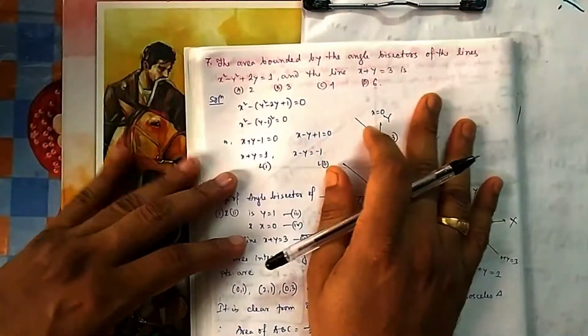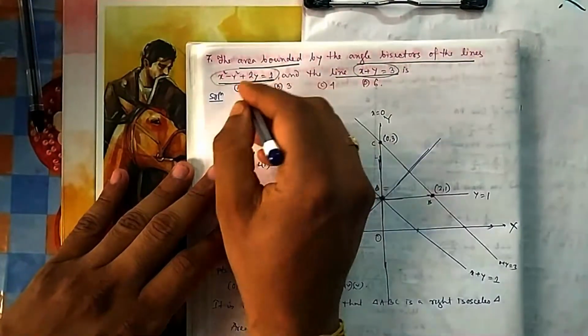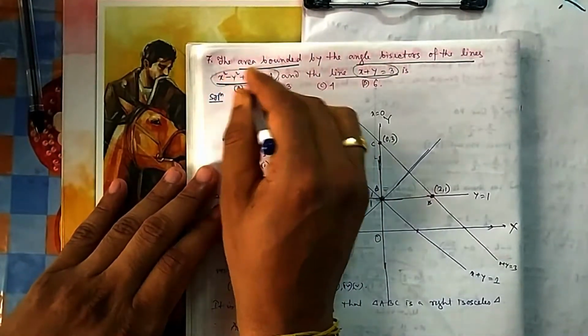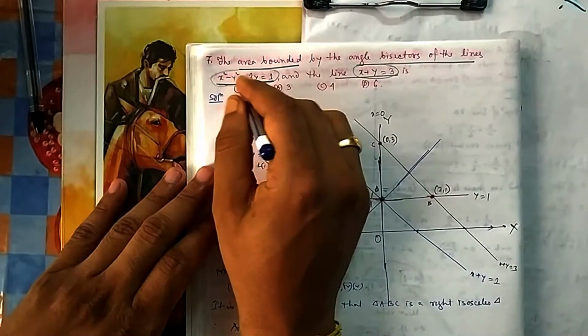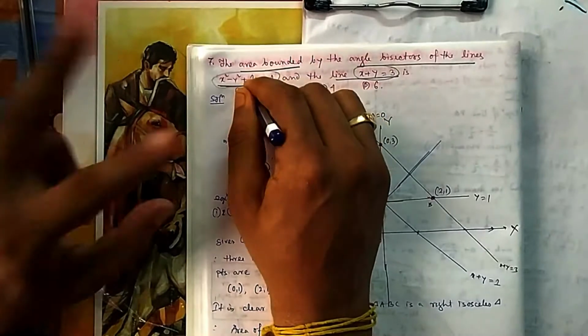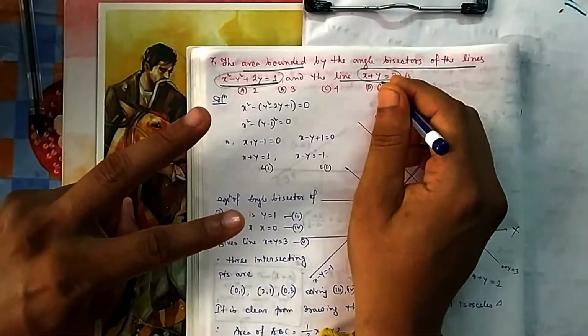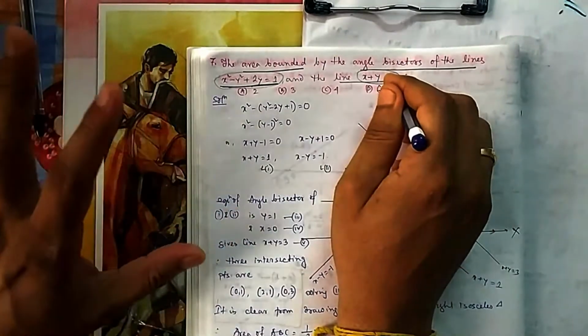Okay, if you see question number 7, what they are asking is the area bounded by the angle bisectors of these lines. Because here you have a pair of lines, so 2 lines, if you take the angle bisector, here also you will have 2 angle bisectors, the internal angle bisector and the external angle bisector. That internal angle bisector, external angle bisector and this line will make a triangle, whose area you have to find.